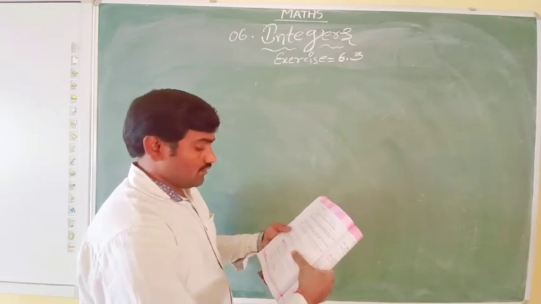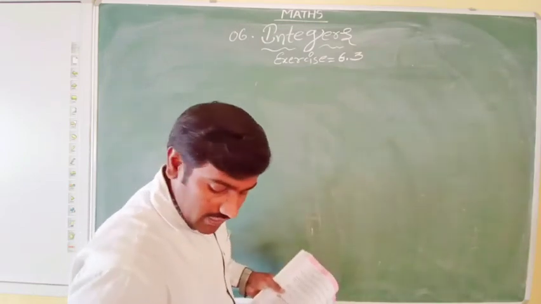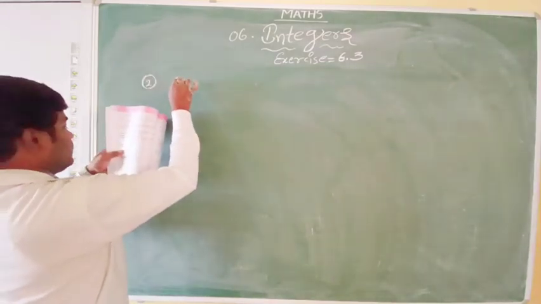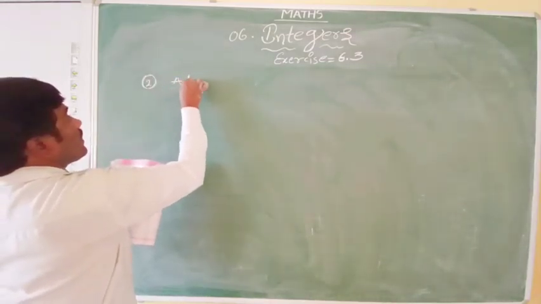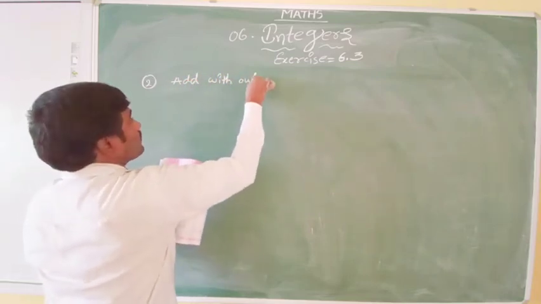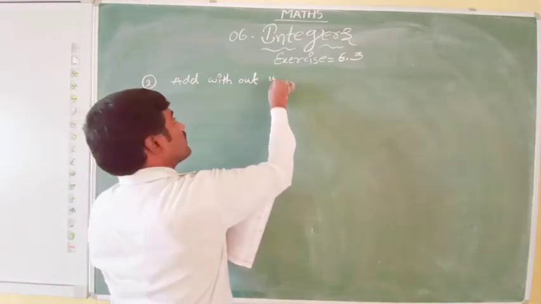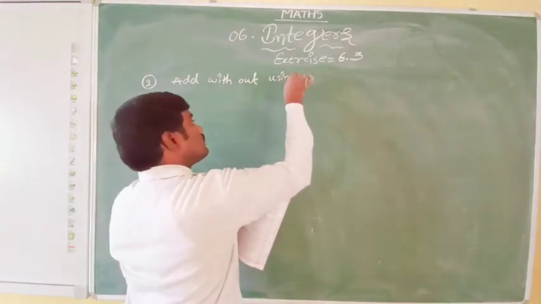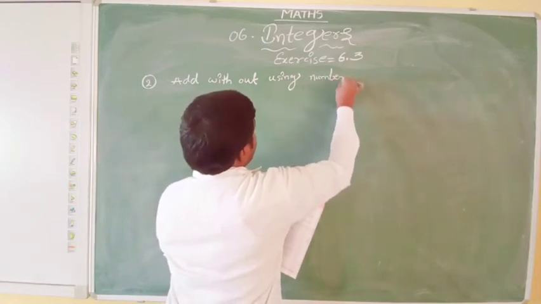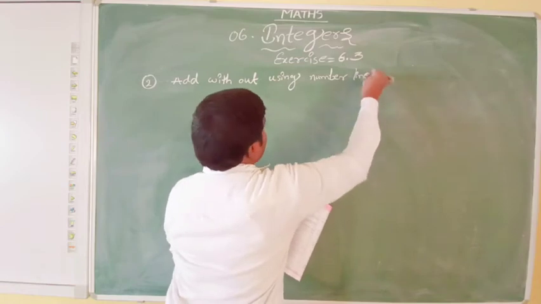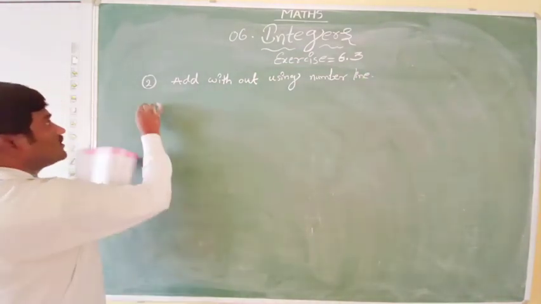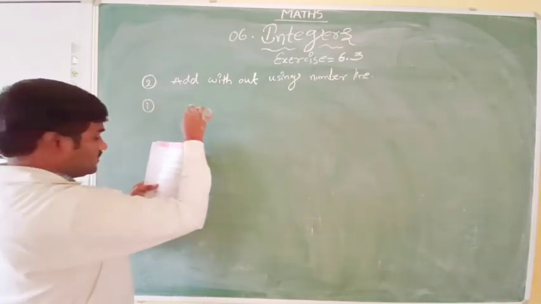Okay. Without using number line. Second bit, add without using number line. Without using number line in the sense, I have done before here, this side, the same thing we have to do. Simplification we say. That we call a simplification.